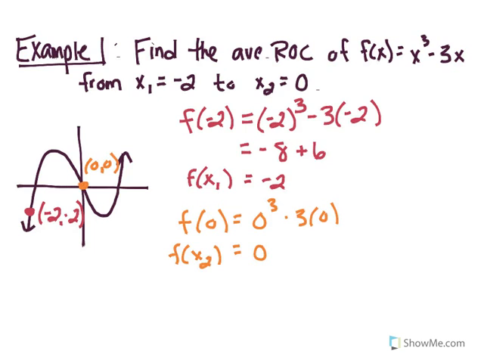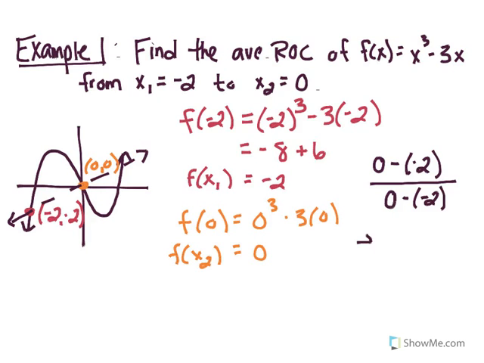So the line on which I'm finding the average rate of change, remember, is called a secant line, and that's going to pass through those 2 points like so, and we're going to go ahead and find the slope of that line. So I'm going to follow the formula from the previous page, which is f of x2, which is 0, minus f of x1, which is negative 2, divided by x2, which is 0, minus x1, which is also negative 2.